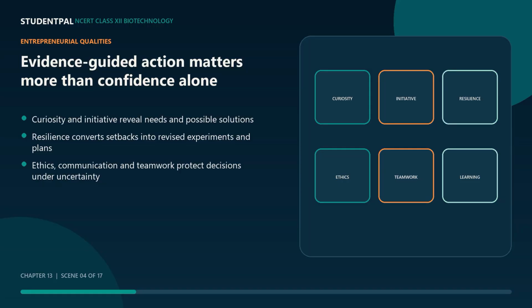Ethical judgment sets boundaries when commercial pressure conflicts with safety, consent, or truthful reporting. Confidence is useful for action, but it never replaces data, market validation, quality, or regulatory responsibility. A strong exam answer connects each quality to a concrete decision rather than presenting adjectives as a memorized list.